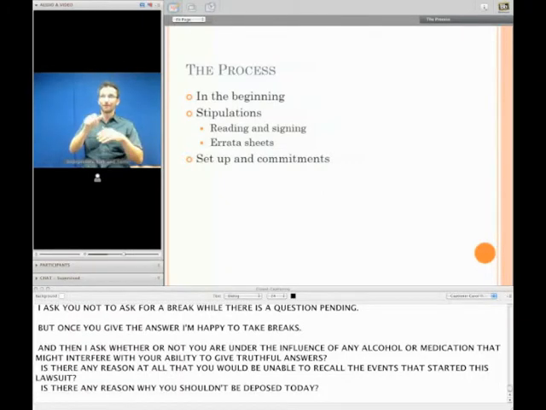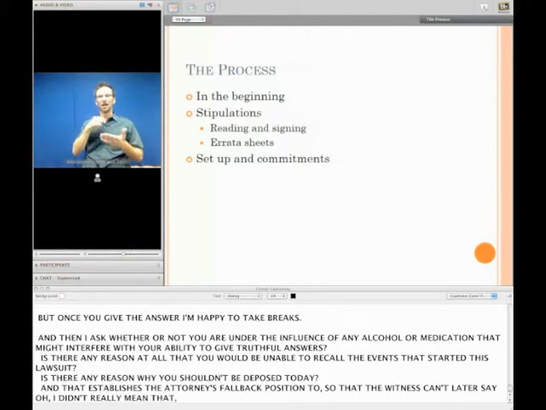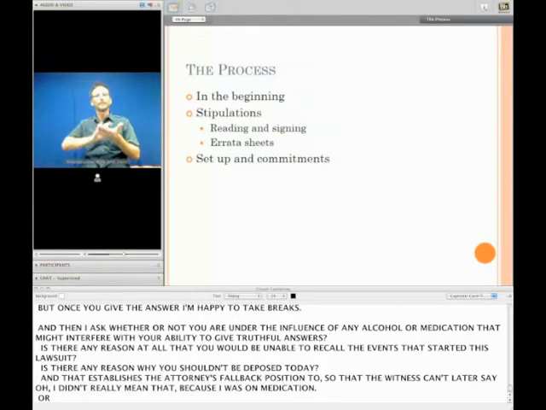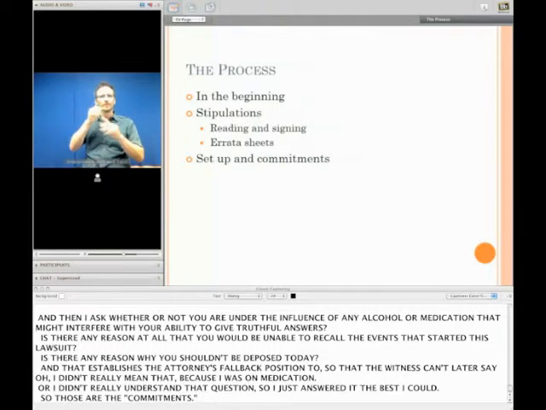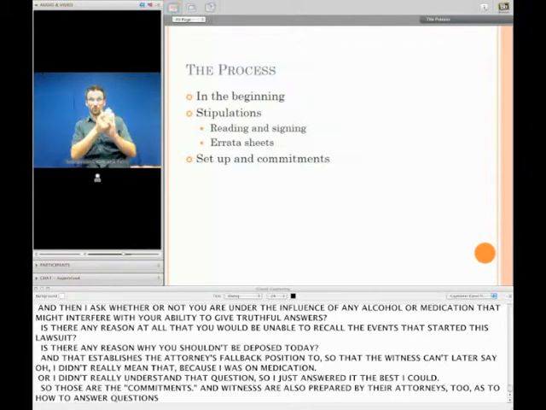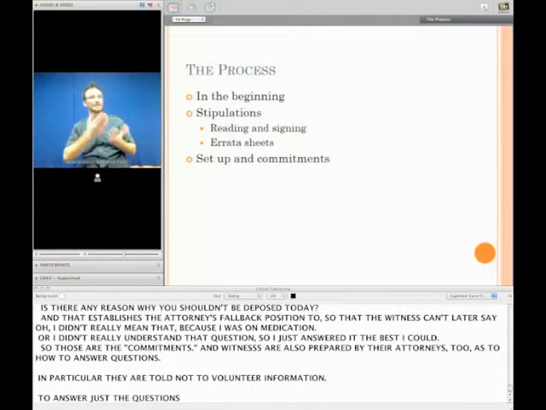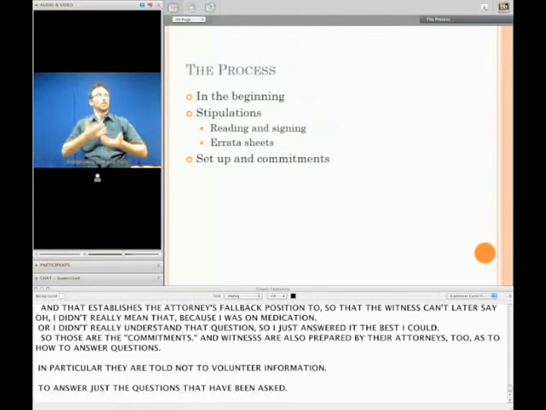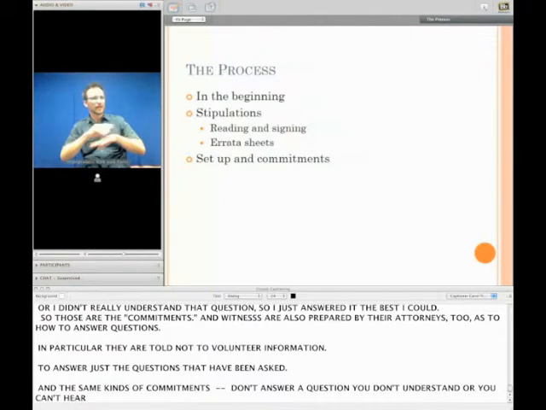And that establishes the attorney's fallback position so that the witness can't later say, but, oh, I didn't really mean that because I was on medication, or I didn't really understand that question, so I just answered it the best I could. So those are the commitments. Witnesses are also prepared by their attorneys as to how to answer questions. In particular, they're told not to volunteer information, to answer just the question that's been asked, and the same kinds of commitments. Don't answer a question you don't understand or you can't hear or anything like that.